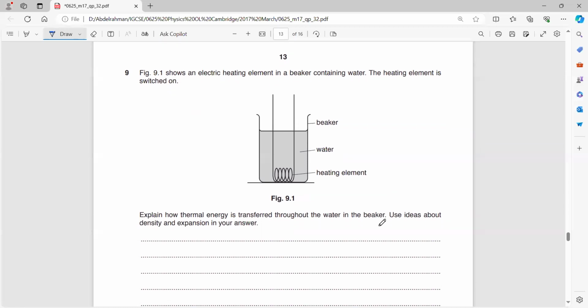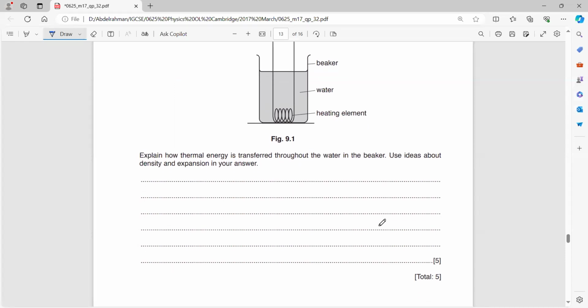Now we have: how is thermal energy transferred throughout the water? Inside the water, how does it transfer? We need to use our ideas about density and expansion. Definitely, this is called convection. 5 marks. Convection. What happens in the convection as the water gains kinetic energy?